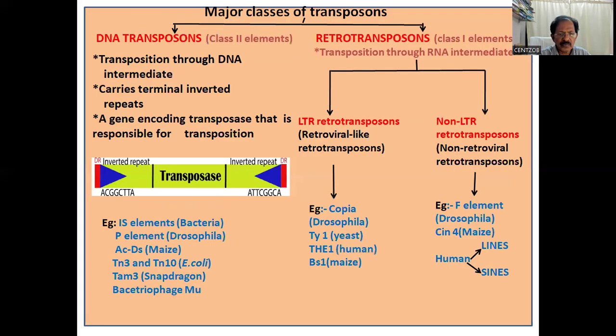Then we can study some facts about the different types of DNA transposon. Examples of DNA transposons include IS elements in bacteria, the P element, Ac/Ds in maize, Tn3, Tn10, etc., Tam3 in snapdragon, and bacteriophage Mu. We shall mention some points on these IS elements, then bacteriophage, and then some of these DNA transposons.